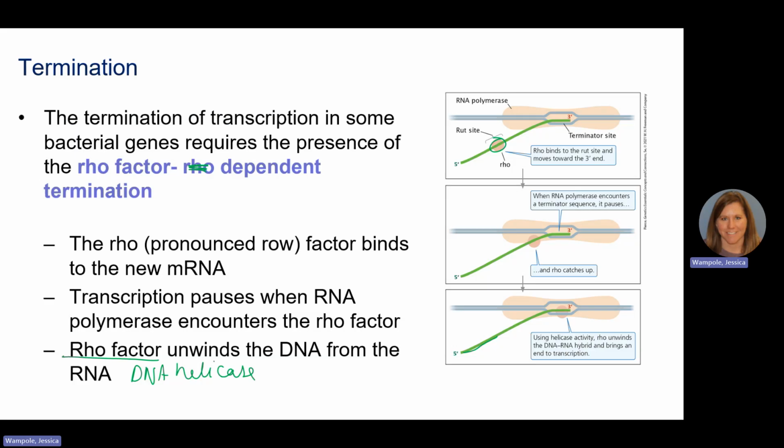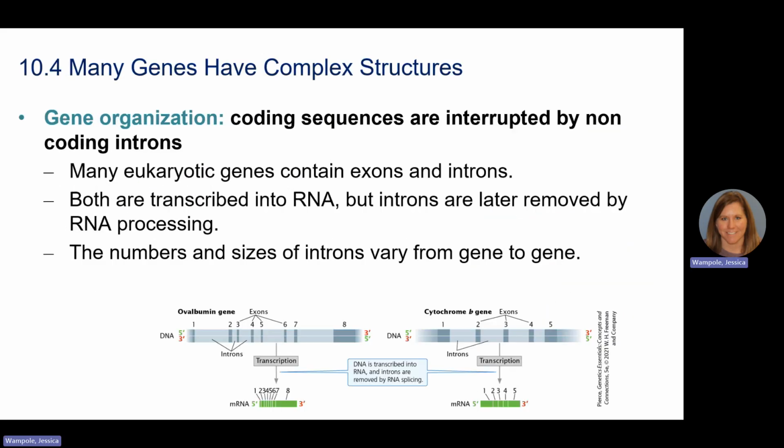For eukaryotes, it's a little bit different. We have to take that messenger RNA from the nucleus out to the cytoplasm. So there are some extra steps before we can get to translation. So let's go ahead and take a break. And then when we come back, we'll talk about those differences with eukaryotic cells.